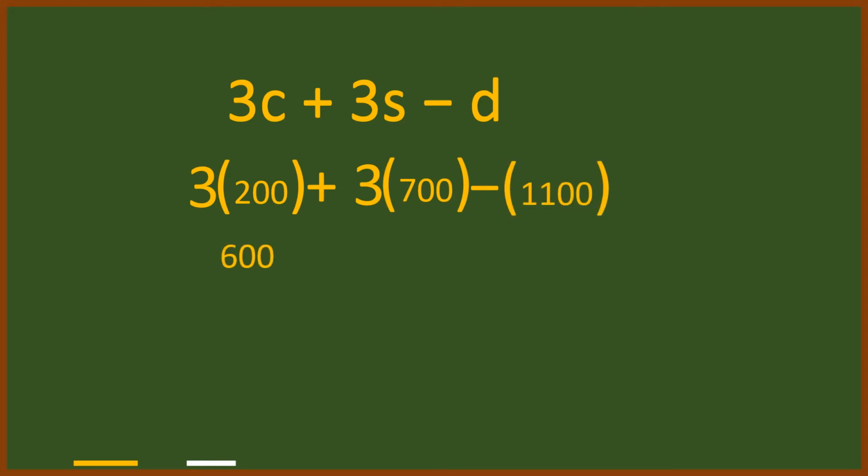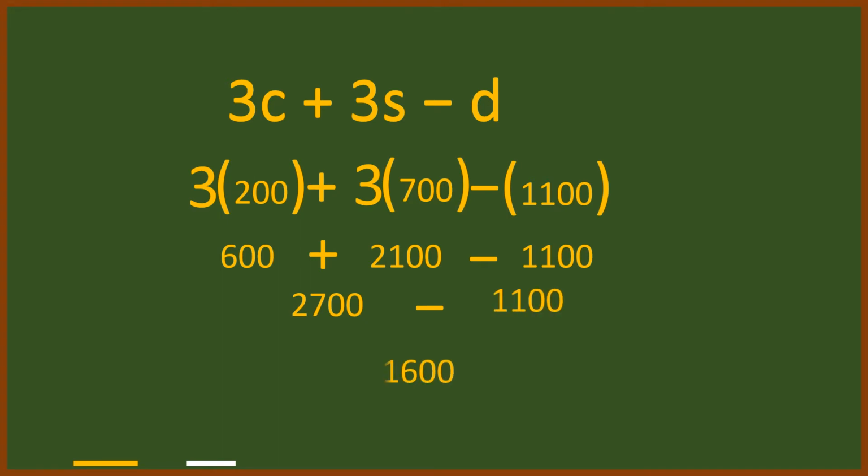3 times 200 is equal to 600, plus 3 times 700 is equal to 2,100, minus 1,100. 600 plus 2,100 is equal to 2,700 minus 1,100. It is equal to 1,600. Therefore, the amount is 1,600 pesos.